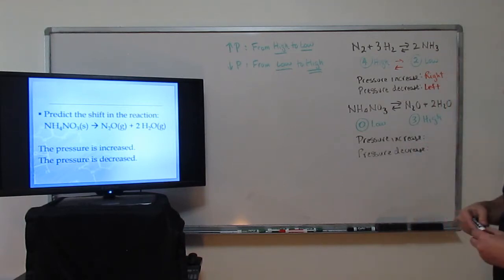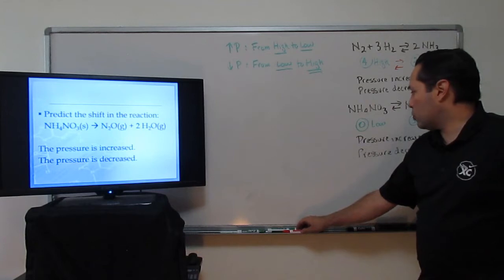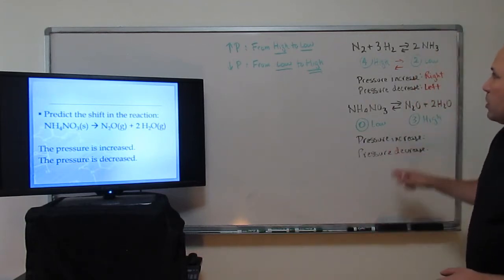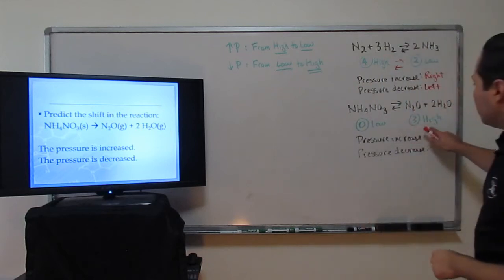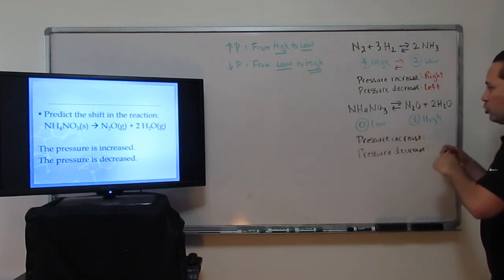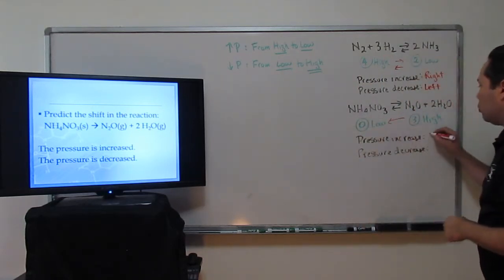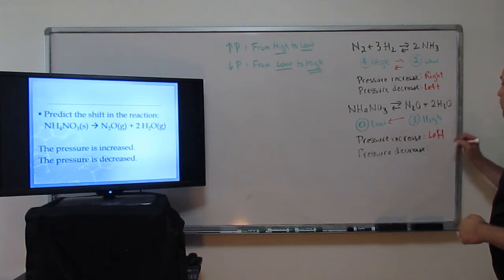Alright, so now that we have those, let's go ahead and work those out. If we increase the pressure, flow will go from high to low. This is our high, that's our low. So it's going to go in that direction, so it's going to go to the left.